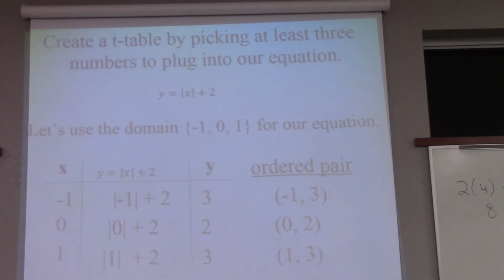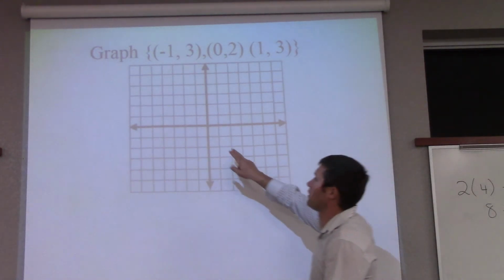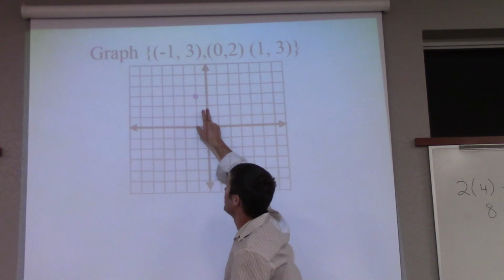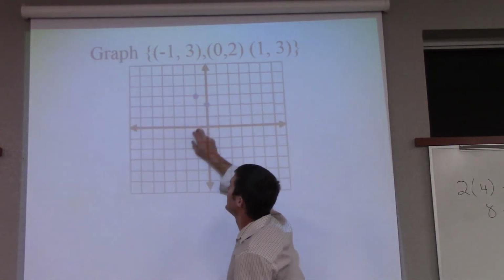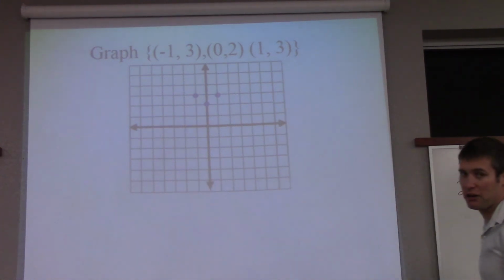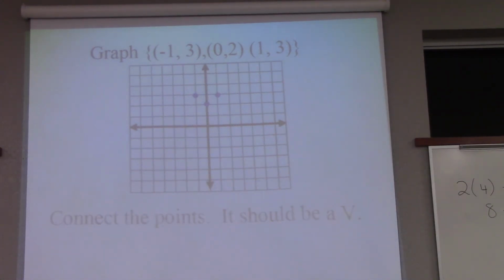We go ahead and graph them. -1, 3, so go -1, up 3. Graph 0, up 2, and 1, 3. Just understand absolute value is going to give you a V. So it'll look like that.